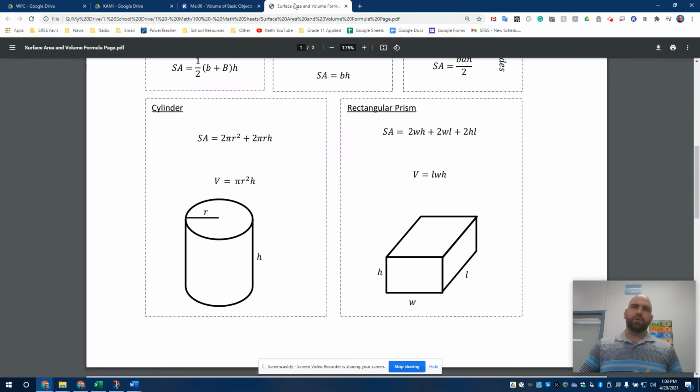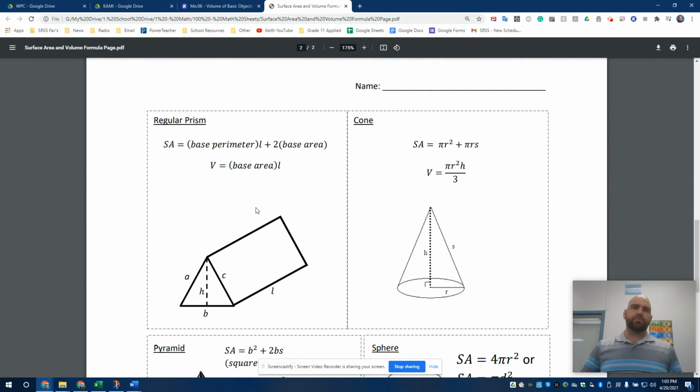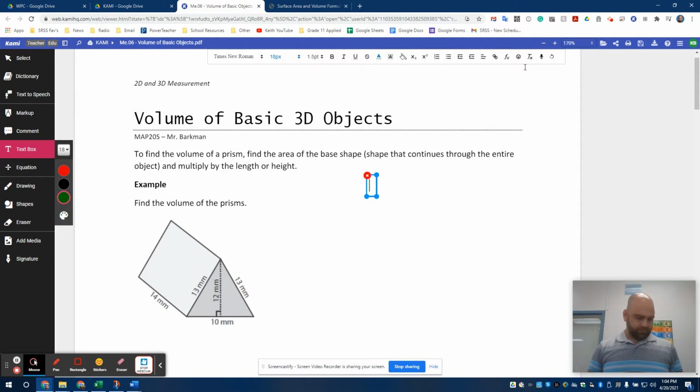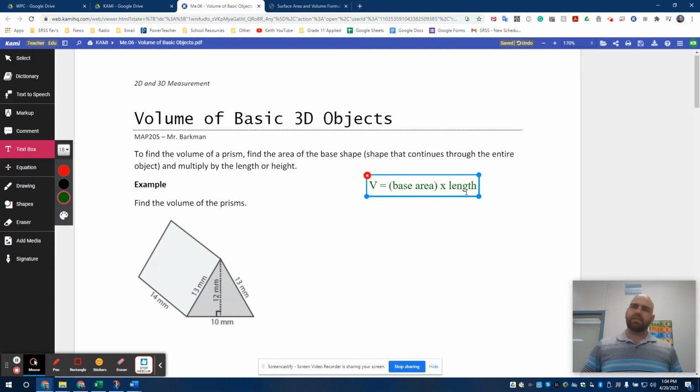Any other shape, any other regular prism, has this generic formula. We're going to look at this generic formula in our lesson here. I'm going to put it up here. Volume is equal to the base area times the length or height of our shape. If it's on its side, it could be the length. If it's standing upright, it'd be the height. I'll call it the length in this case. So it's the base area times the length.